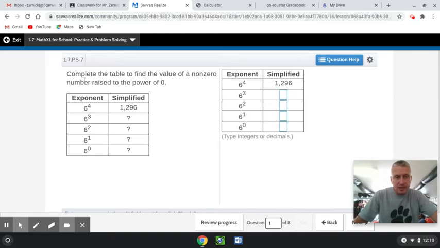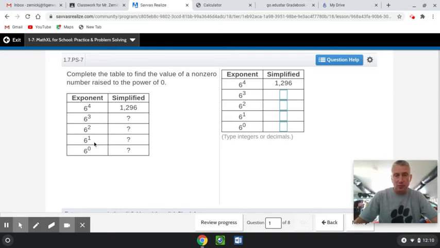So here we see to complete the table to find the value of a non-zero number raised to the power of 0. A non-zero number just means our base numbers are not 0. That means they are 6 in this case. Notice that this is 6 to the 4th power, 6 to the 3rd power, 6 to the 2nd power, 6 to the 1st power, and 6 to the power of 0.